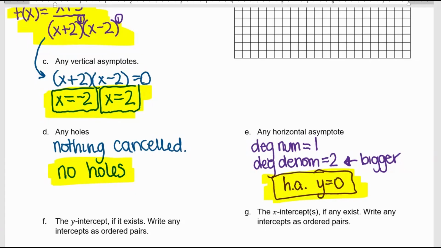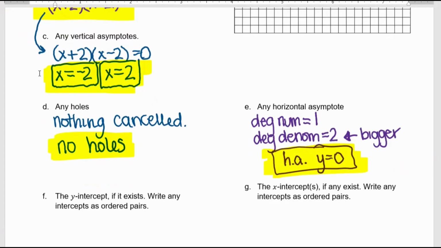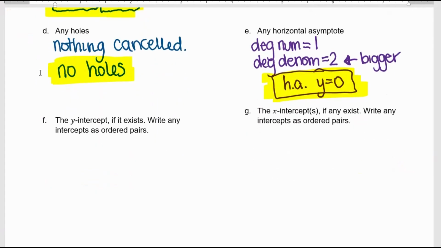Just using HA for horizontal asymptote. Our y-intercept, if it exists, write any y-intercepts or any intercepts as ordered pairs. Remember, to find the y-intercept, we plug in x equal to 0 and we simplify.